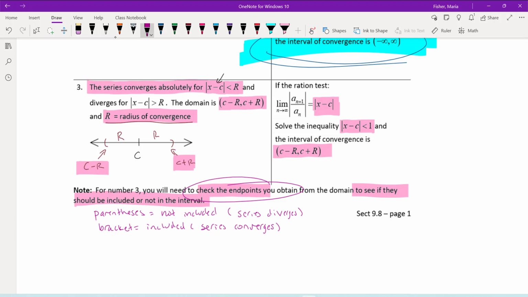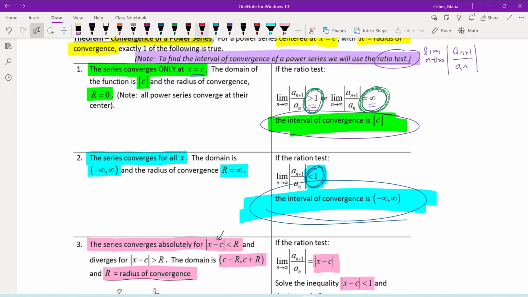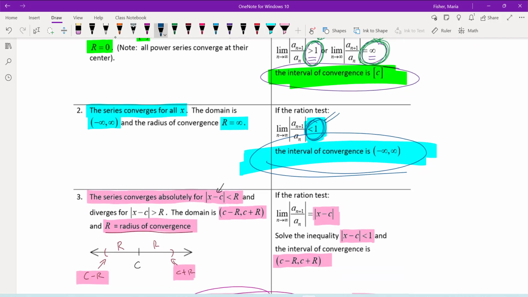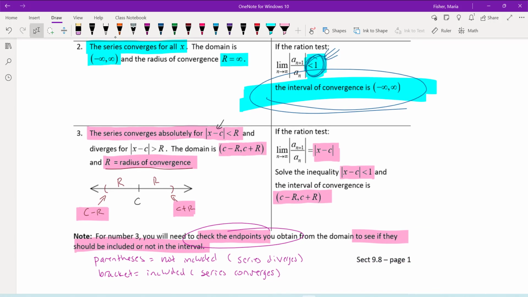So we have three options. We're going to converge just at our center, we're going to converge for all x, or we're going to converge from c minus r to c plus r. And we're going to use the ratio test to determine that. If the ratio test gives us a number that is greater than 1 or that's infinity, our interval of convergence is just the center. If the ratio test gives us a number that's less than 1, our interval of convergence is negative infinity to positive infinity. And if the ratio test leaves us with the absolute value of x minus c, we solve this inequality, we figure out what we're trapped between, we check our endpoints, and that's how we find the interval of convergence.